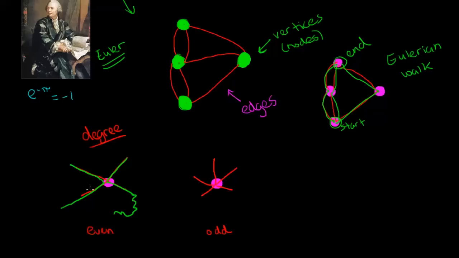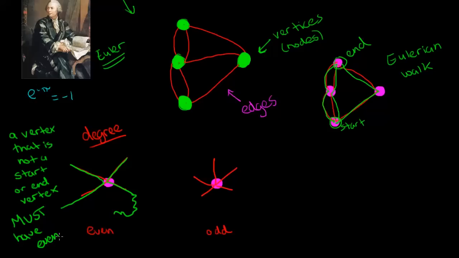So this is very, very good for all the vertices that are not start and end vertices. A vertex that is not a start or end vertex must have even degree. So far, I showed you in this picture that if I have an even degree, it's fine for me to enter and leave and enter and leave. Okay, what happens if it's odd?